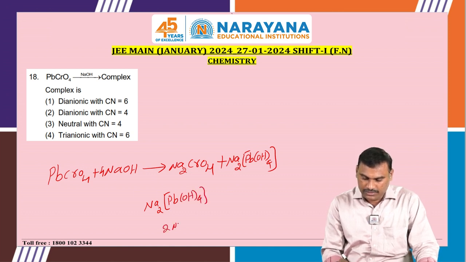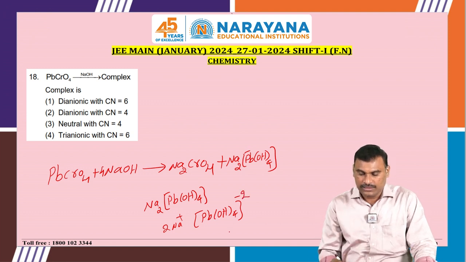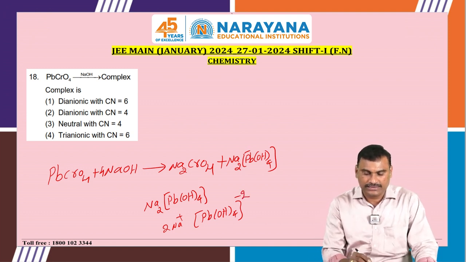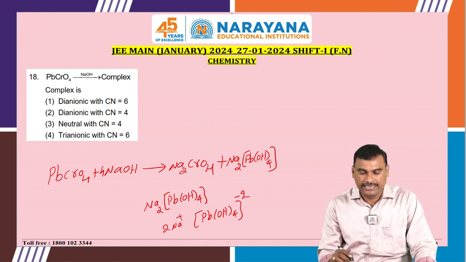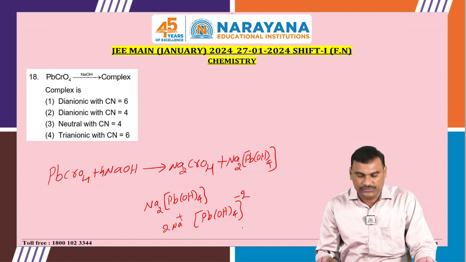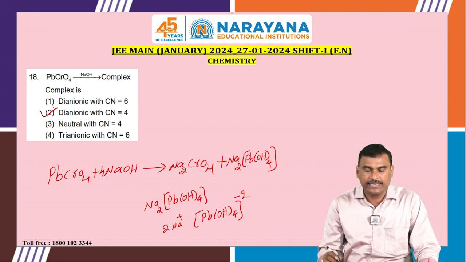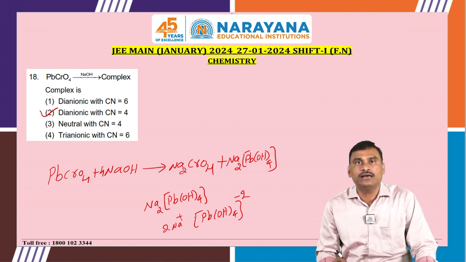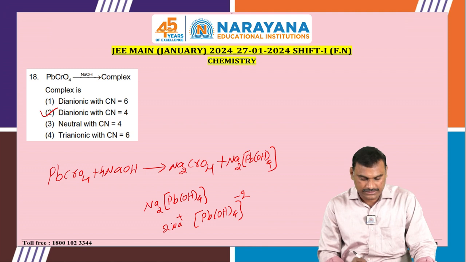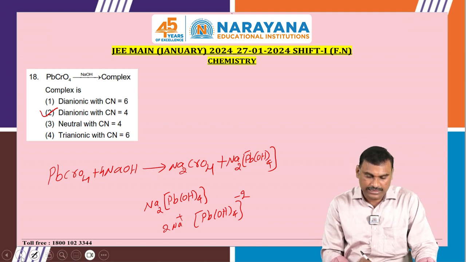that is 2Na+ and lead tetrahydroxide, that is 2-. Therefore, the charge on the complex is -2 and the coordination number of the complex is 4. So, dianionic with coordination number 4 is the correct answer for the given question, students. Let us go for the next.